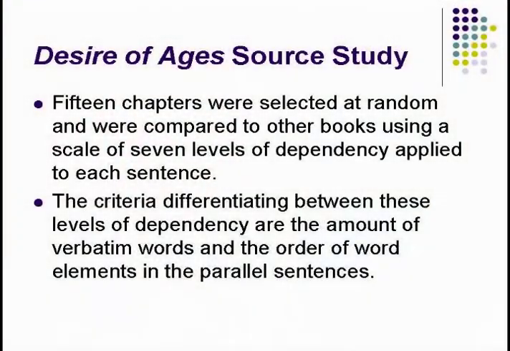He selected 15 chapters at random. In fact, it's not him, somebody else selected them for him. And these 15 chapters were compared to other books using a scale of 7 levels of dependency for each sentence. So notice the methodology. Every single sentence in these 15 chapters of Ellen White's book, The Desire of Ages, was compared with the other books that talk about the same chapter or the same topic.